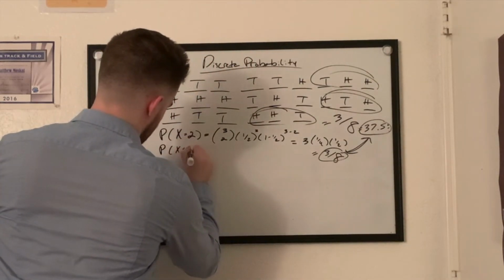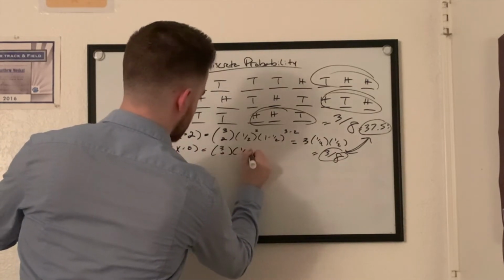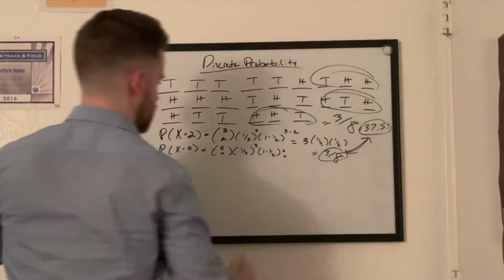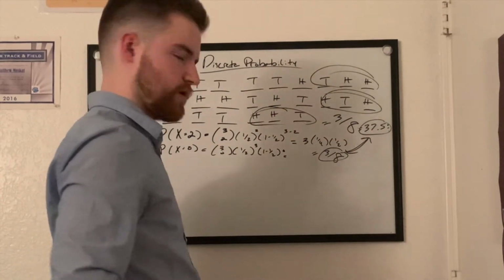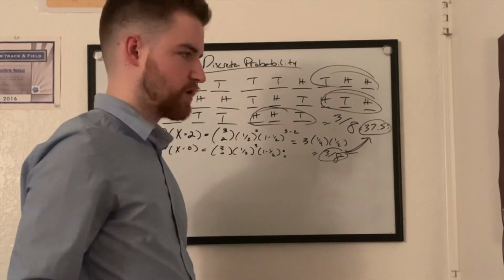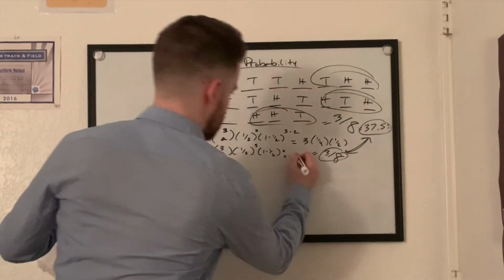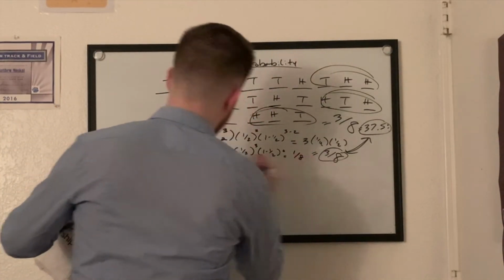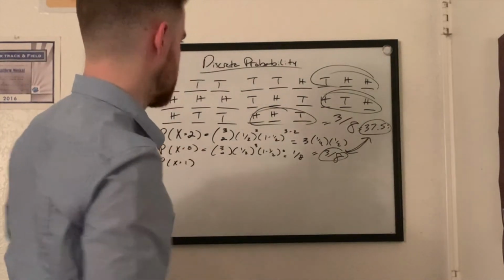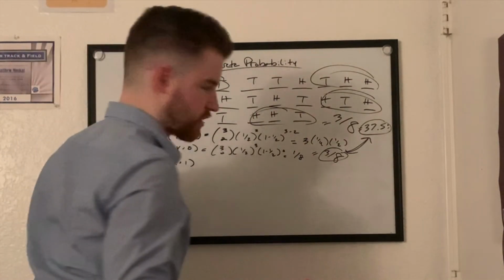Probability x equals 0 is 3 choose 0. I'm going to go fast here. 1/2 cubed, 1 minus 1/2 to the 0. 3 choose 0 is simply 1. 1/2 cubed is 1/8. So we get 1 times 1/8, which is just 1/8. Any number raised to the power of 0 is 1. So we get 1/8. That's the probability we get 0 heads, which we can see is 1/8. Only one possible occurrence.